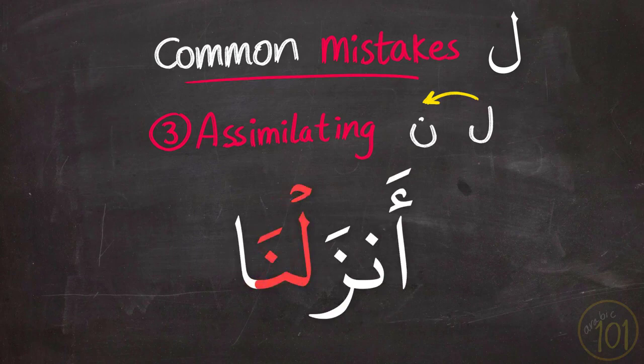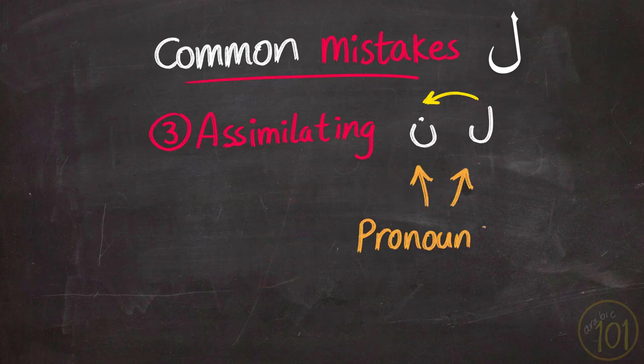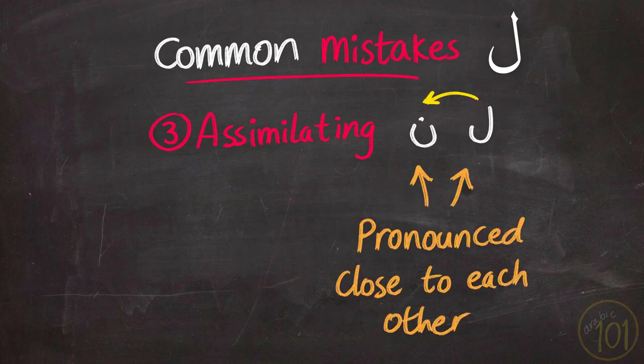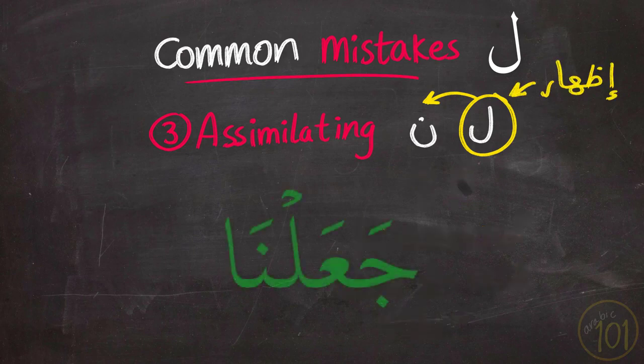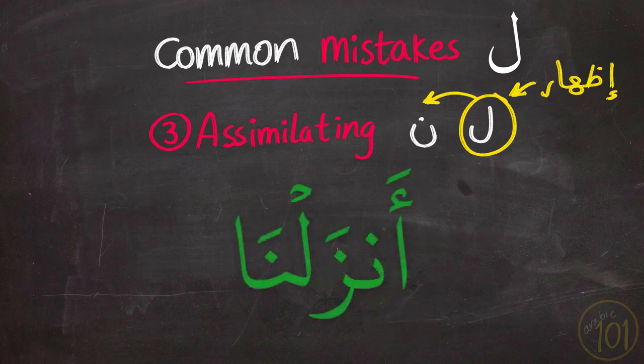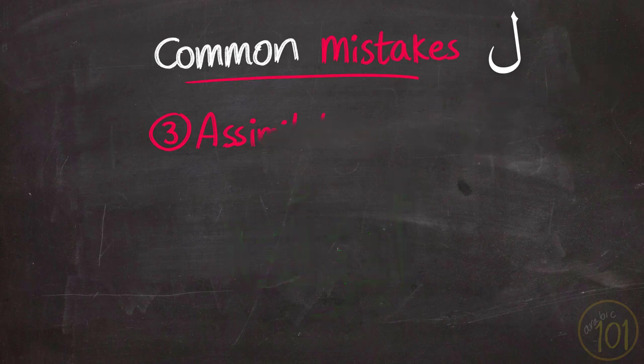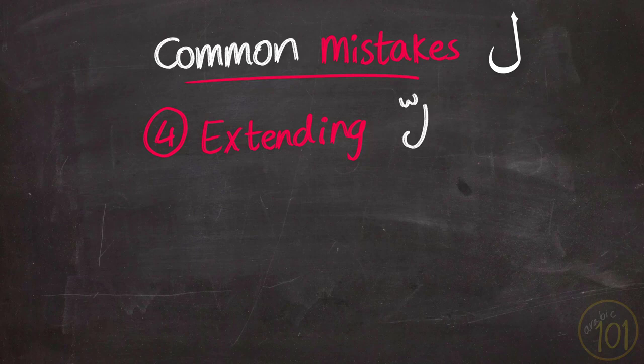And this happens because the lam and noon are pronounced from two spots that are very close to each other. But you should definitely pronounce the lam clearly and with idhar before moving on to the noon. The last mistake is elongating the lam when it has shadda.